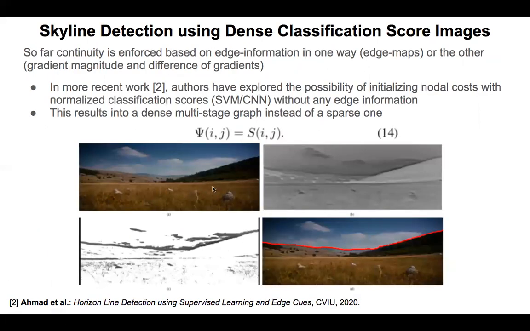This is another approach where we don't rely on edges at all. Rather, we use the trained classifier to generate a classification score for each and every pixel. This kind of approach results in a dense multi-stage graph instead of a sparse graph, and of course, you can make it sparse afterwards. That is how it is shown over here. Essentially every white pixel has an infinite score associated with it. Then you can run your dynamic programming to get the shortest path boundary, which is the skyline.